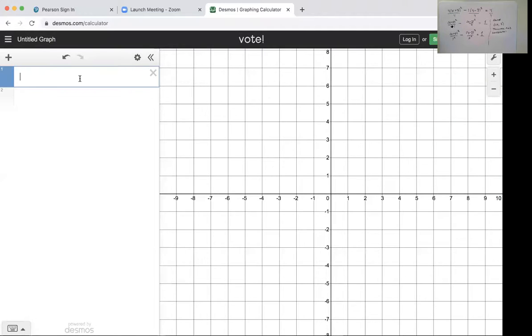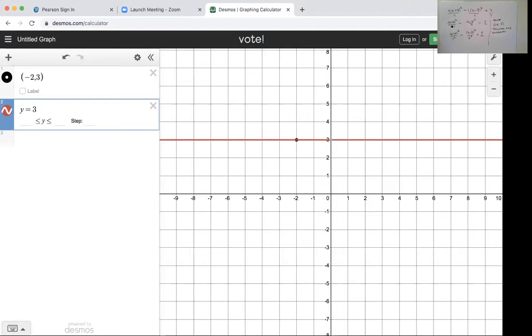So the center that I have here is (-2, 3). And we said that the transverse axis is horizontal, so that would be the equation y equals 3. Y equals 3 would be our transverse axis.